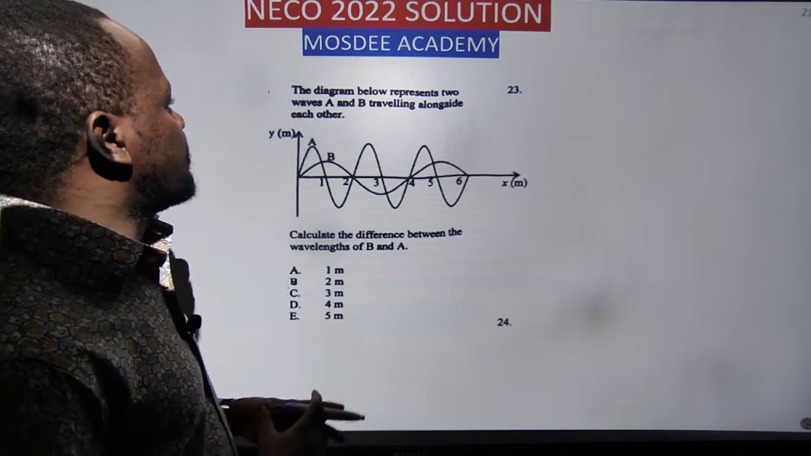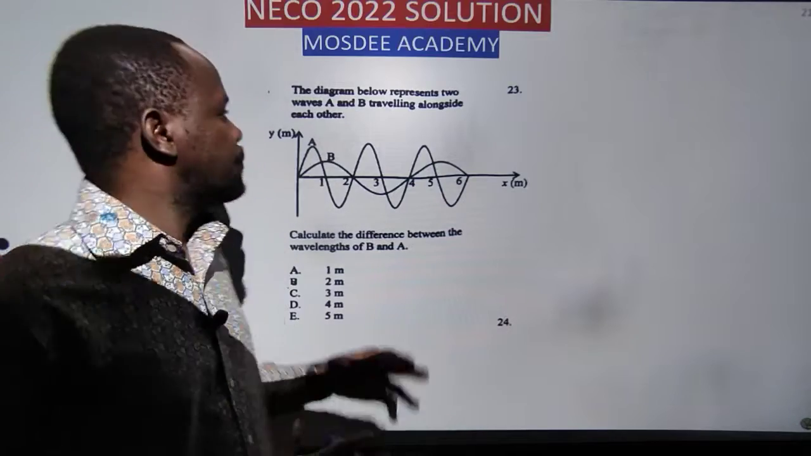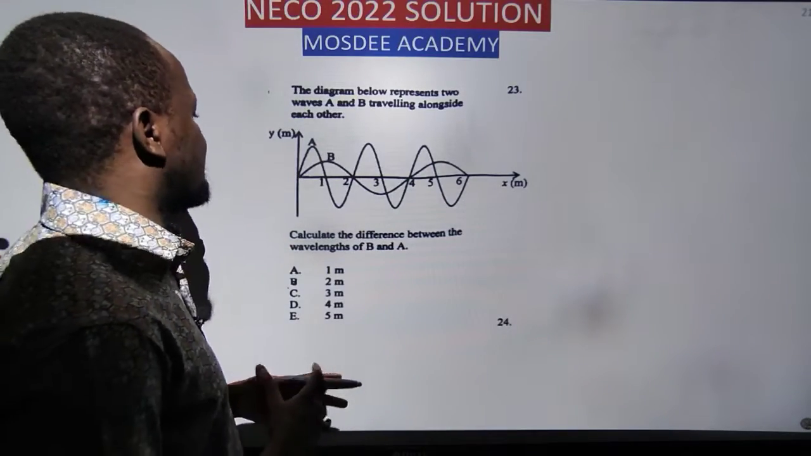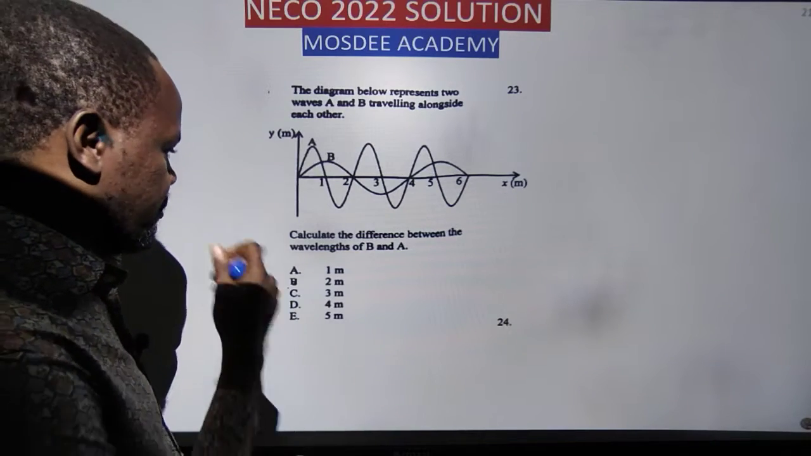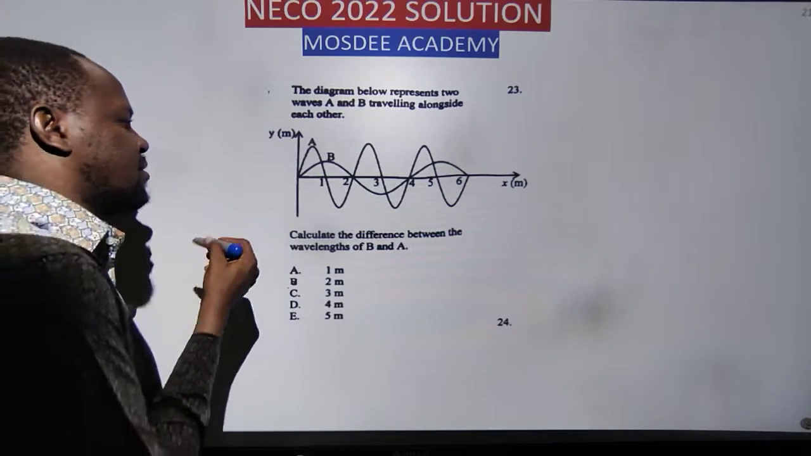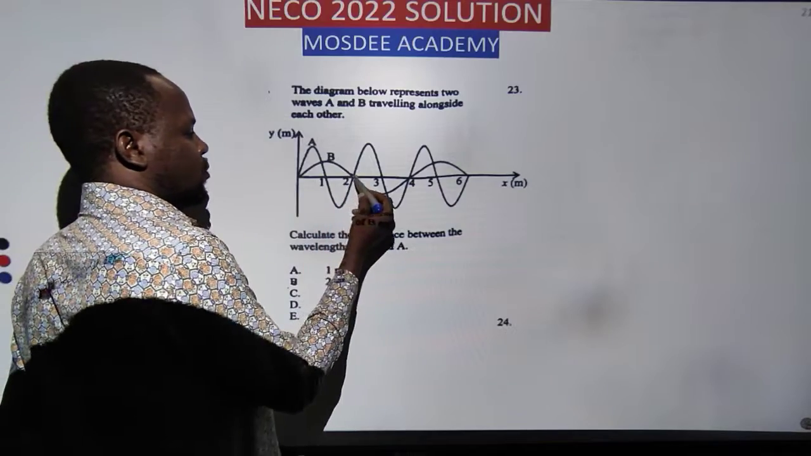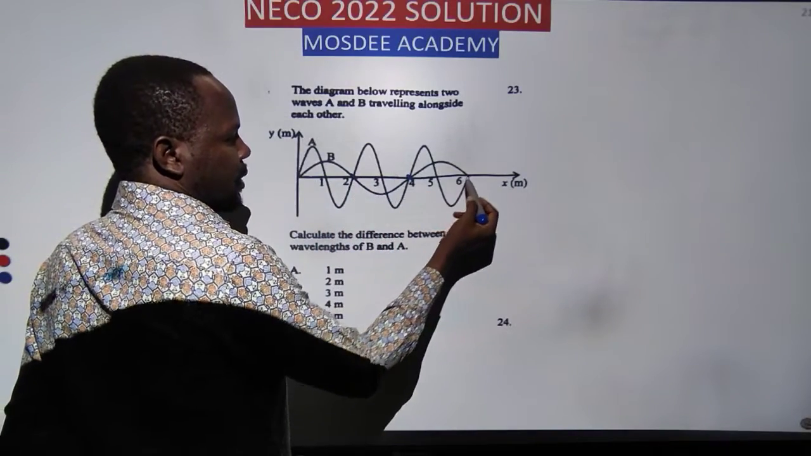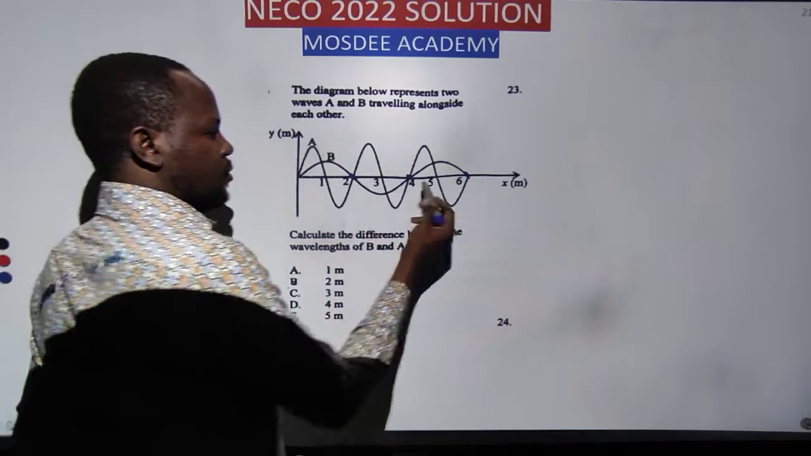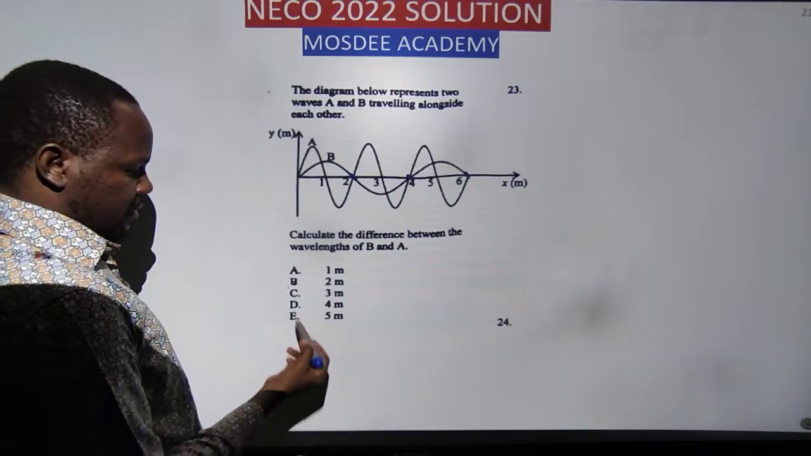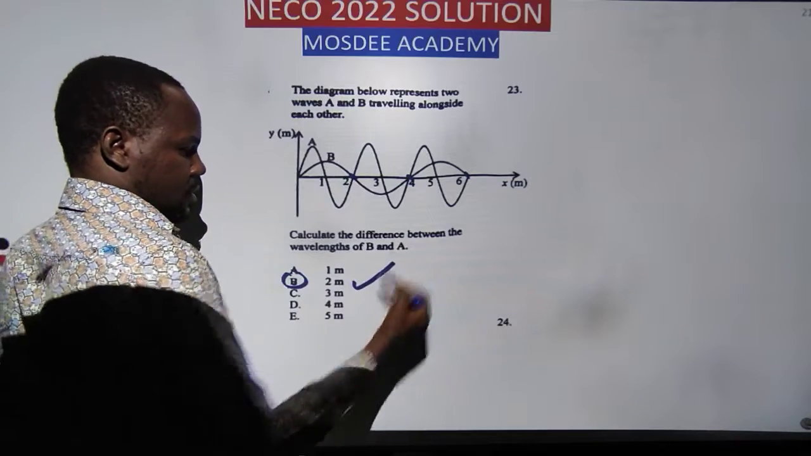The diagram below represents two waves A and B traveling alongside each other. The question is to calculate the path difference, the difference between the wavelength of B and A. Look at the path difference by looking at where they meet. Where they are meeting: 2, 4, 6. So the gap difference between them is what? 2, 2, 2. So the answer to that one should be 2 meters. Next question.